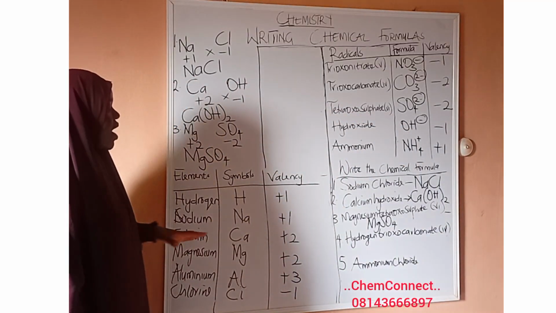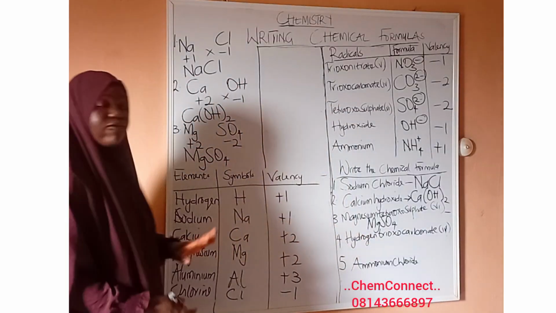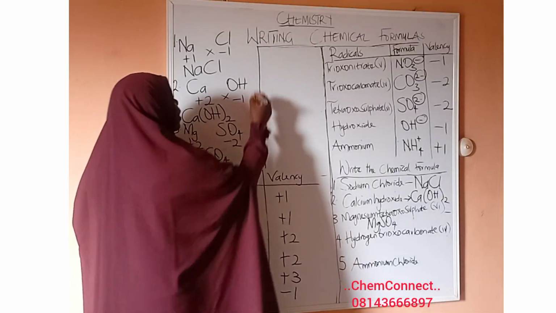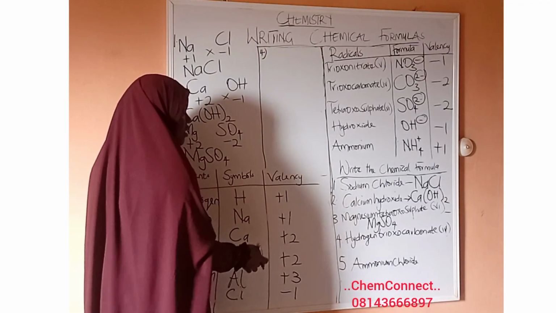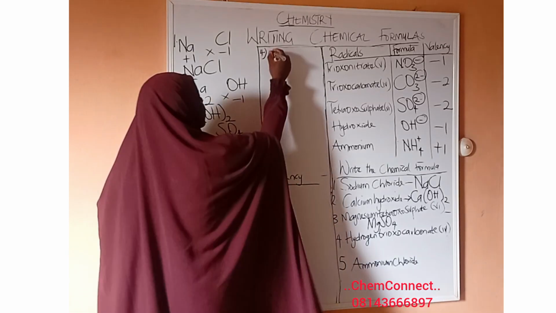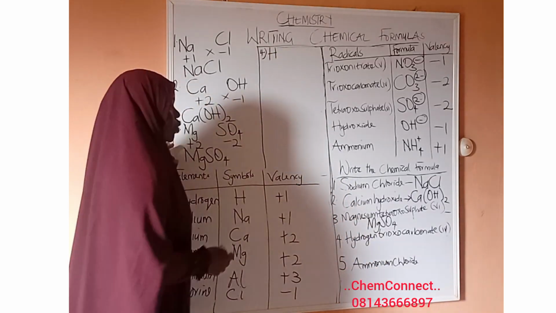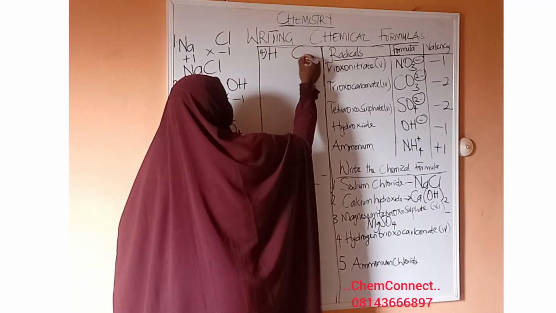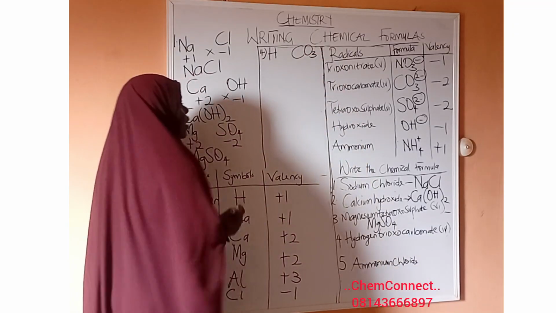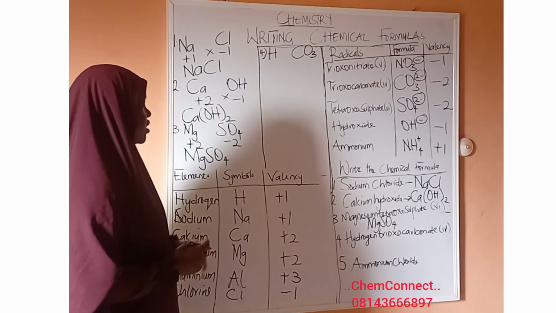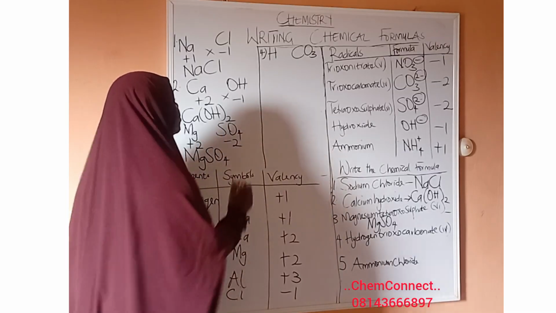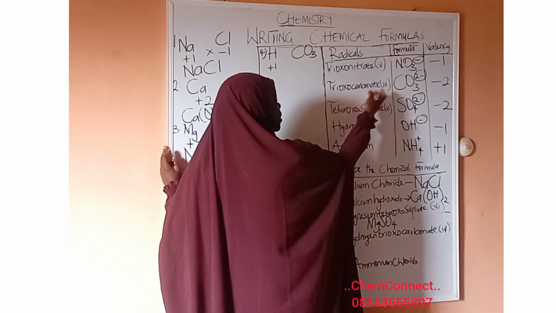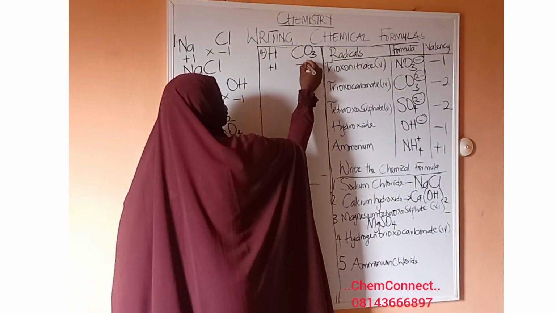Let's take number 4. Hydrogen trioxocarbonate 4. The first thing is write the symbol. Just follow the rule. The symbol for hydrogen is capital H. Trioxocarbonate 4 is CO3. After writing the symbol, the next thing is write the valency. Valency for hydrogen is +1. Write the valency under each of the symbols. Valency for trioxocarbonate 4 is -2.